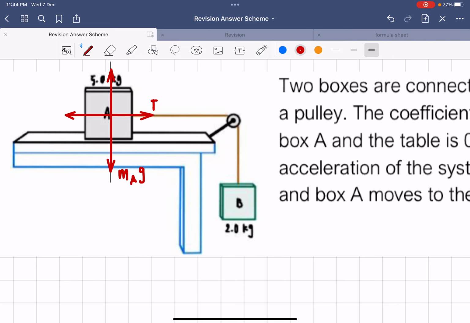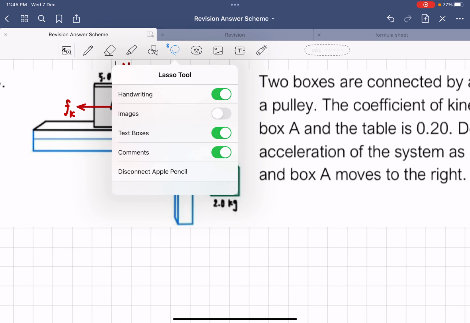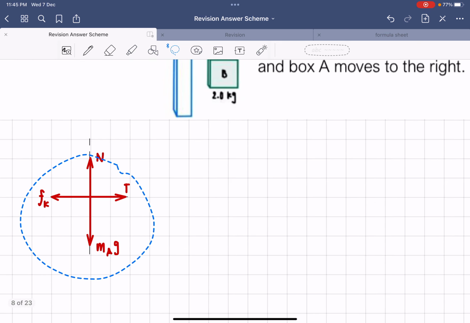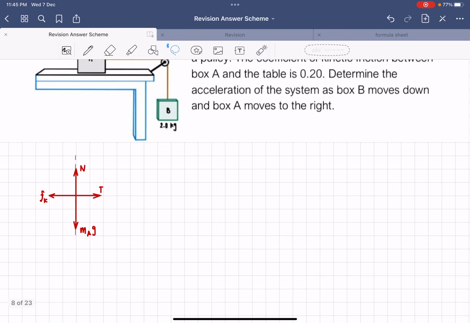Then we have tension, which is going away from the object along the rope. And then this is the normal force. This is the kinetic friction force. So this is your first free body diagram. If you miss one of the forces, usually they deduct 1 mark only. But in order for you to get full marks, you have to have all the labels and the arrows drawn correctly.